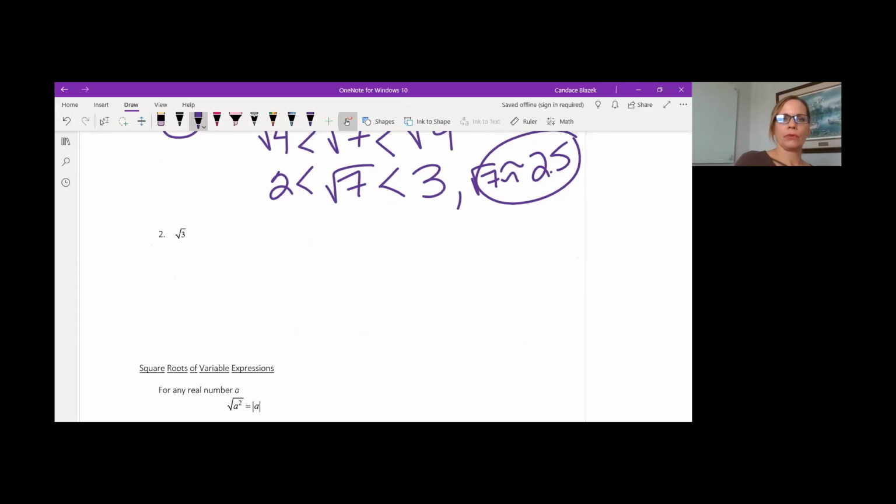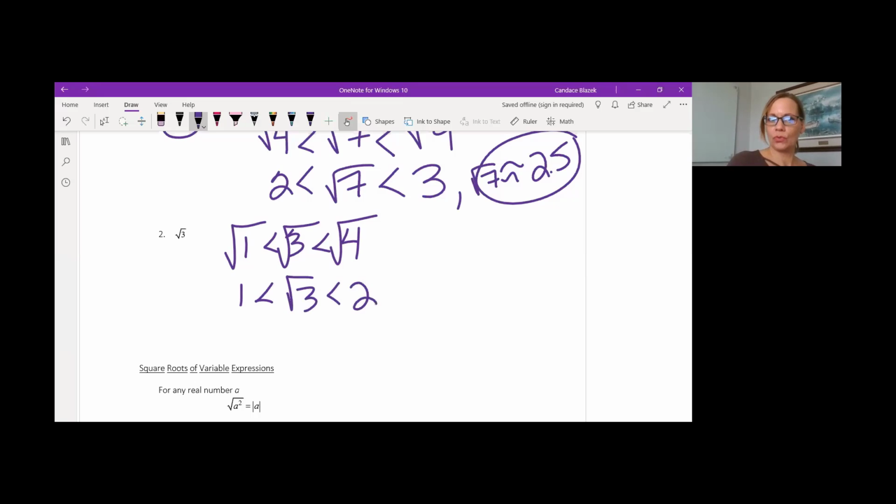Well, what I can say about the square root of 3, well, first, 3 is between 1 and 4. I picked 1 and 4 because they are consecutive perfect squares. Well, this means that the square root of 3 is between the square root of 1 and the square root of 4. I know the square root of 1 is 1, and the square root of 4 is 2. Now, 3 is a little closer to 4, so I need to pick something between 1 and 2. I'm going to pick something that's just a little closer to 4, not even much closer. I'm going to say the square root of 3 is approximately 1.7.